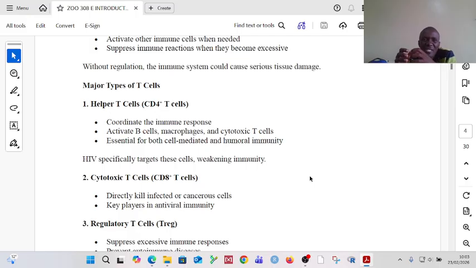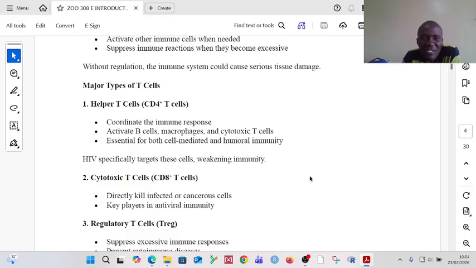But what exactly are the types of the T cells that are present in any immune system? So the first are the helper T cells, or the CD4 cells. Okay. So the helper T cells, their function is to coordinate the immune response. They activate B cells, macrophages, and cytotoxic T cells.